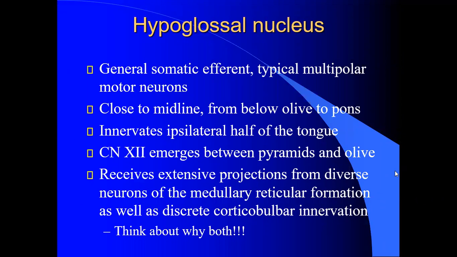Hypoglossal nucleus, not much to say that we haven't already. It's general somatic efferents. It's typical multipolar, like an anterior horn cell. If you looked at the neurons, they look like anterior horn cells. We've talked about its extent. You understand that it innervates the ipsilateral half of the tongue. We've talked about all this stuff. Here's an important question now. It receives extensive projection from diverse neurons of the medullary reticular formation and discrete input from the corticobulbar pathway. Okay? So lots of medial reticular and discrete corticobulbar.